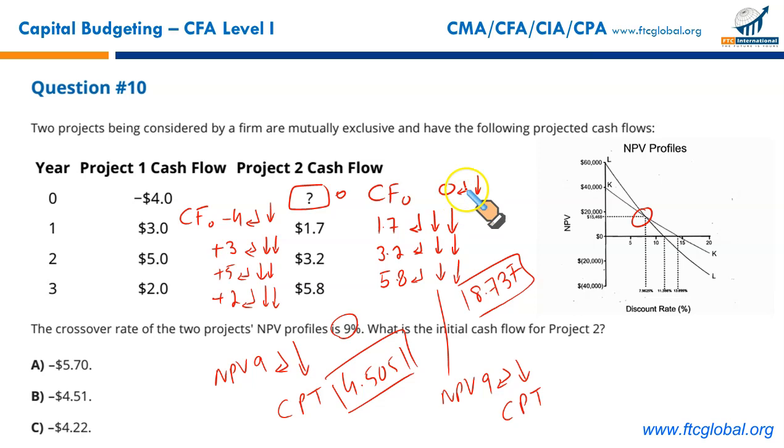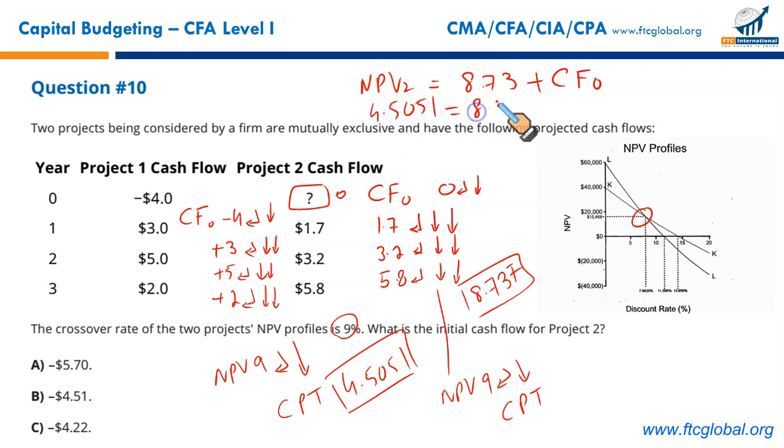We will calculate our initial investment for project 2 this way, writing down this formula. NPV for project 2 is 8.73 plus the initial investment made at the start of the project. Since NPV has to be 4.545 because at 9% the crossover rate, both these projects have the same NPV, because at the crossover rate, the 2 projects being analyzed will have the same NPV. So putting NPV at NPV2, that is 4.5051 is equal to 8.73 plus CFO. You make CFO the subject of the equation and you will get your result.